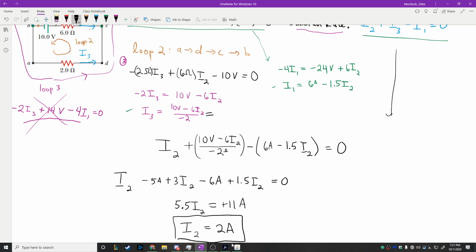Now that we know what I2 is, we can very easily figure out what I3 is, because if I2 is 2, then it's 10 volts minus 6 times 2 amps. Remember that these have units of ohms here. I just kind of left them out. Divided by negative 2 ohms.